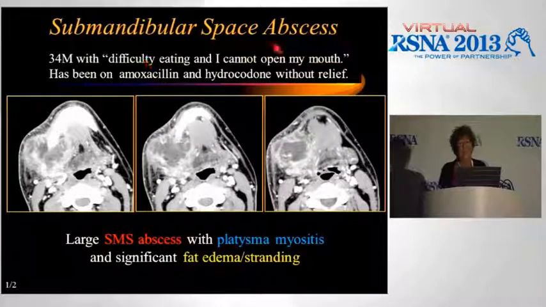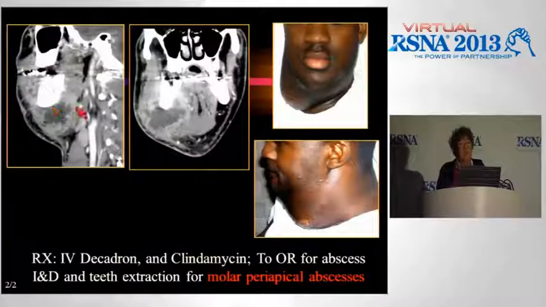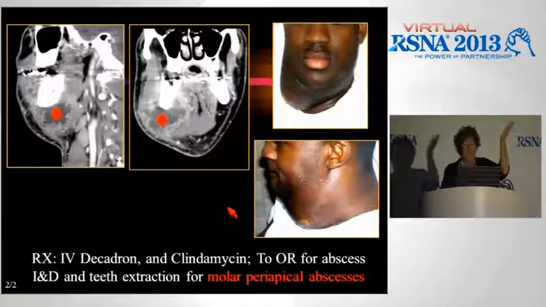Here is a large submandibular space abscess. Notice that there's myositis of the platysma muscle compared to the normal side. There is also significant fat stranding and edema. If we look at the coronal and sagittal, we can see more of the same. We can see this is oozing out here on his face. I don't know, maybe he didn't have a mirror. I don't know why he couldn't see this till now.